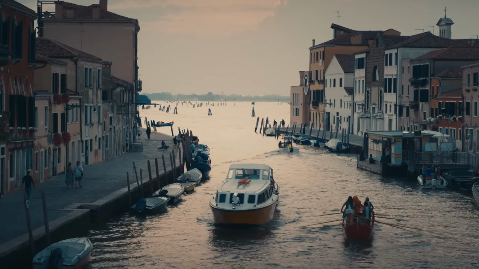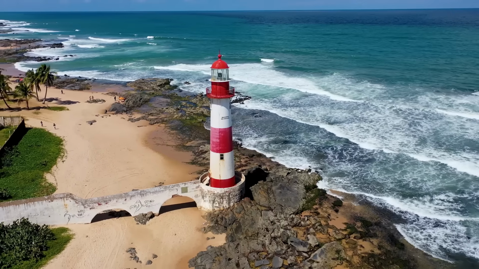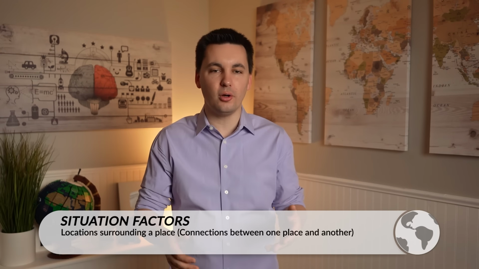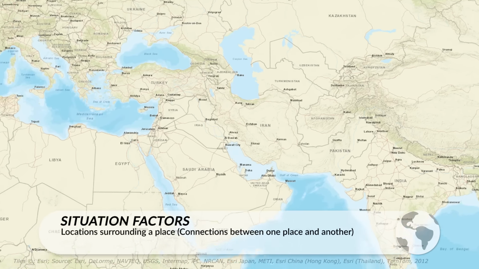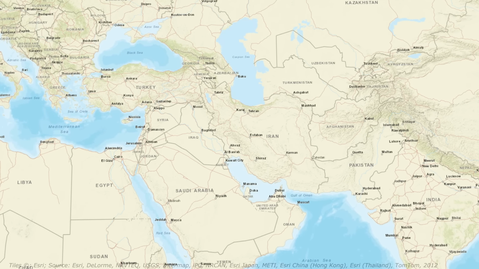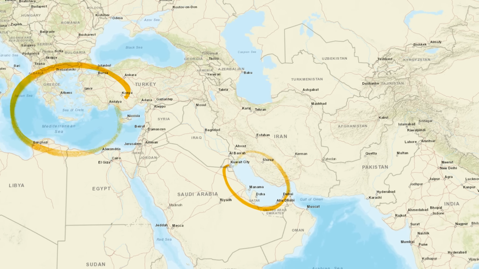Now, in thinking about situation factors, think about rivers, roads, relative location, or other things that are near a place and impact its development. Situation factors describe a place in terms of its relation to surrounding places. If we go back to Mesopotamia, we can see situation factors such as the Mediterranean Sea or the Persian Gulf, which allowed for trade between different regions.